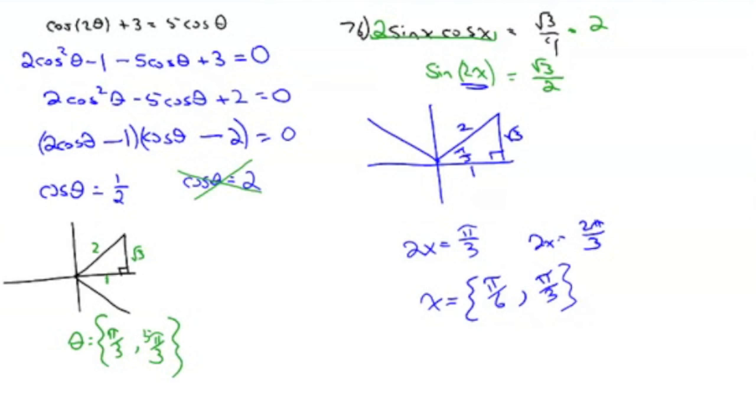Homework. So the answers would be pi over 6 and pi over 3. Those are the ones I'd be looking for, but technically plus 2 pi. Plus pi.